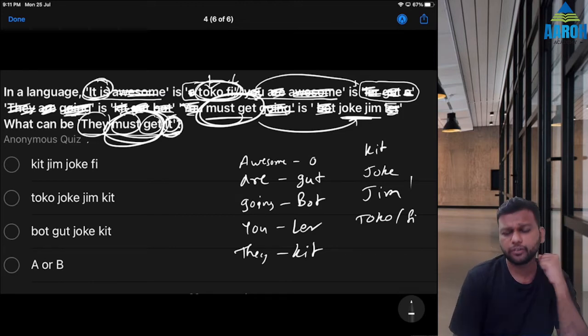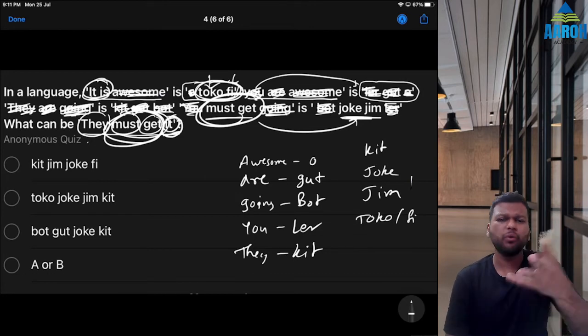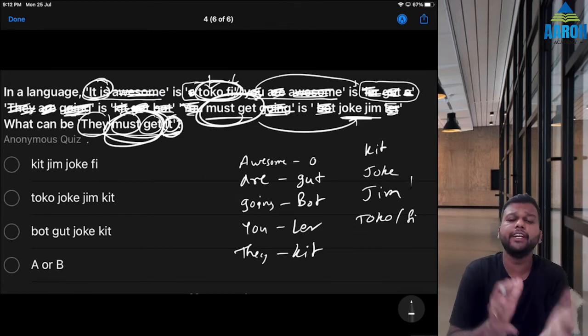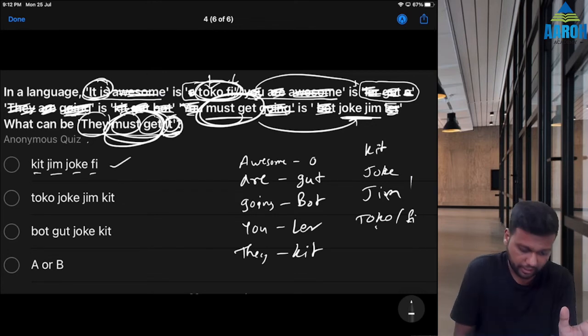So any word out of those must be there. If you have not understood, let me know. Okay. Now order does not matter because they have not given any specific order. So we want kit, joke, Jim, toko or kit, joke, Jim, fi. So kit, joke, Jim, fi. This is one possible answer.